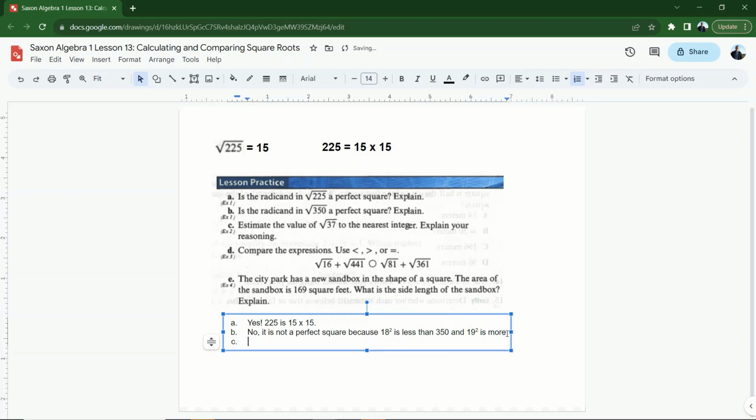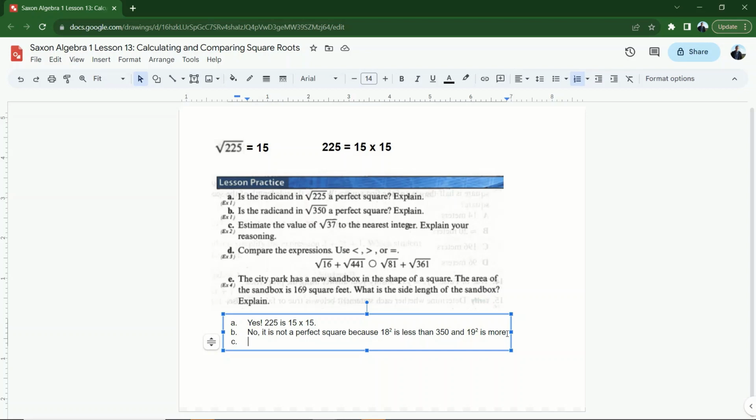Okay. So letter C, estimate the value of the square root of 37 to the nearest integer. So here's what you have to ask yourself. Can you identify the perfect square number that's close to 37, to the radicand here? Well, I know that 6 squared is 36. So this is really close. The square root of 37 is really close to 6 because 6 squared is almost the radicand.